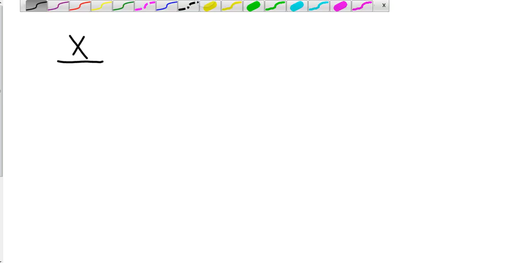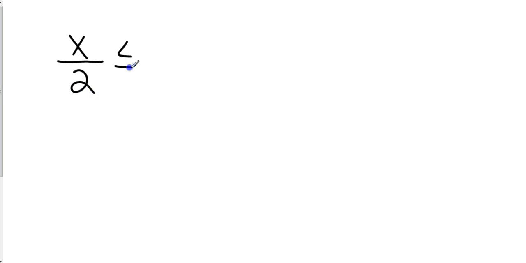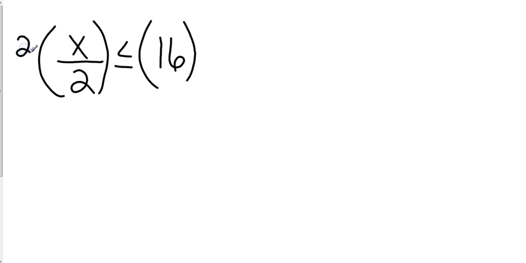A division example might look something like this. I don't want to do that yet. That's going to be my rule change in a minute. X over 2 is less than or equal to 16. Anything that looks like a fraction, you should think division. The opposite of division is going to be multiplication. So I'm going to multiply both sides by the 2. Because this is a fraction, I can make my 2 a fraction, 2 over 1. That means those 2's are going to cancel, leaving me 1x is less than or equal to, and 16 times 2 is going to be 32.